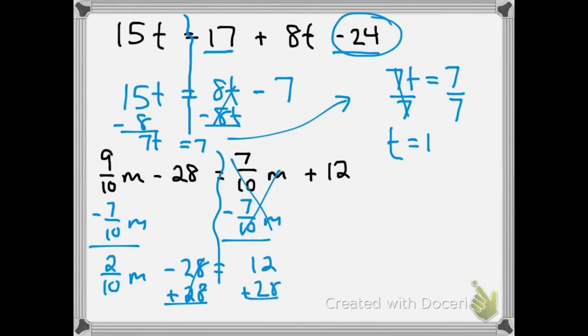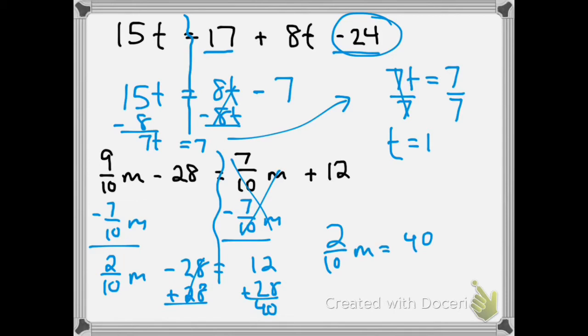Cancels out. So we get 40. So I'll rewrite this: 2 tenths m equals 40. Now, with this, I have a lesson before dealing with solving with fractions. I think it's called one-step equations with fractions. So technically, you're going to divide here.